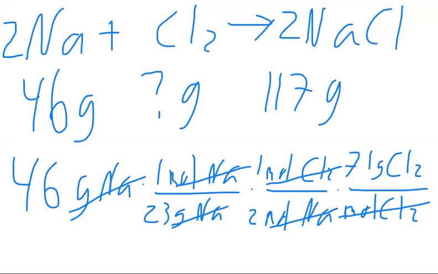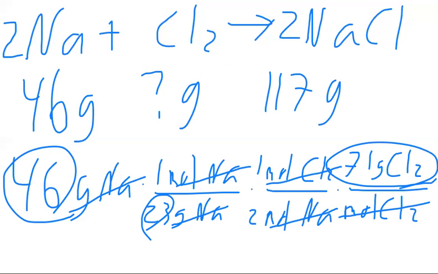So let's do the math. 46 divided by 23 is 2. 2 divided by 2 is 1. So we actually just need 1 mole of chlorine gas, which has a mass of 71 grams. So that's what we're going to wind up with, 71 grams of chlorine gas. Okay, 71 grams of chlorine gas.